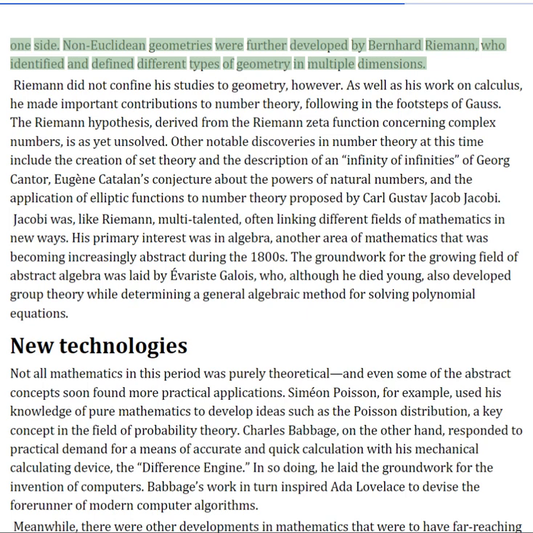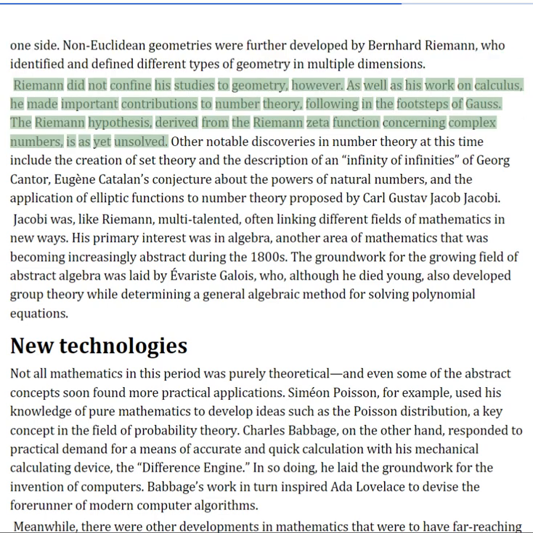Non-Euclidean geometries were further developed by Bernhard Riemann, who identified and defined different types of geometry in multiple dimensions. Riemann did not confine his studies to geometry, however. As well as his work on calculus, he made important contributions to number theory, following in the footsteps of Gauss. The Riemann hypothesis, derived from the Riemann zeta function concerning complex numbers, is as yet unsolved.